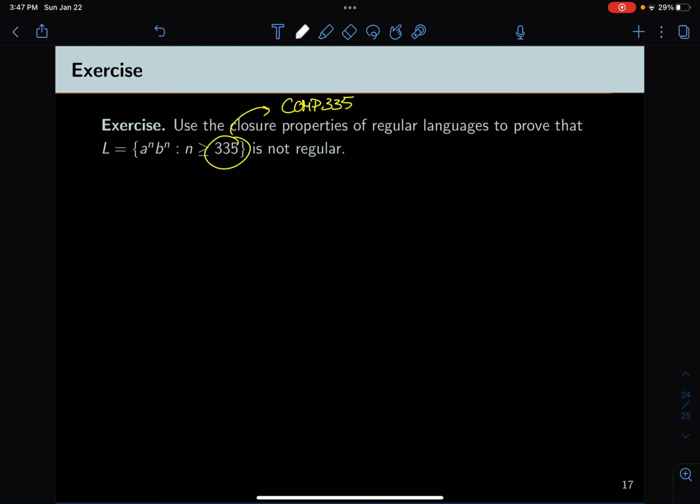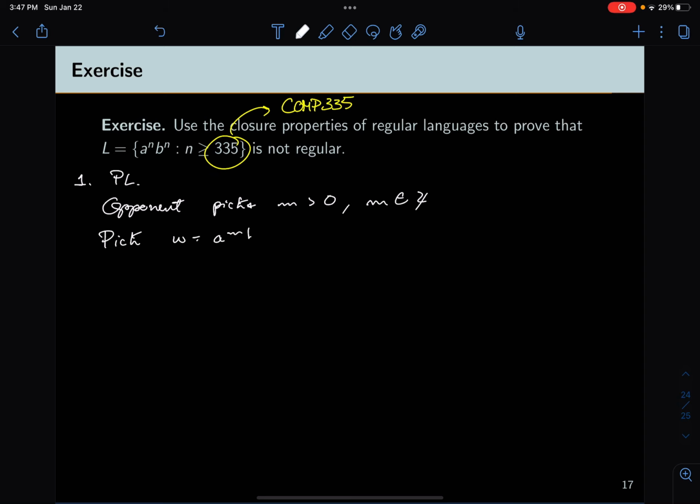Okay, so we're asked to use the closure properties here to prove that this language is not regular. So you could have used the pumping lemma, right? But I think one trap students typically fall into when they try to use the pumping lemma for something like this is they say, okay, well, the opponent picks m, which is a positive integer, and then they pick w = a^m b^m, and then they say m greater or equal to 335. But this is definitely incorrect, right? This is definitely wrong.